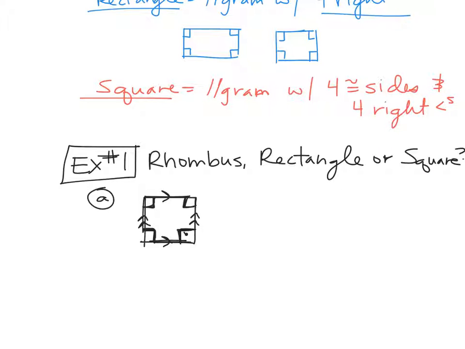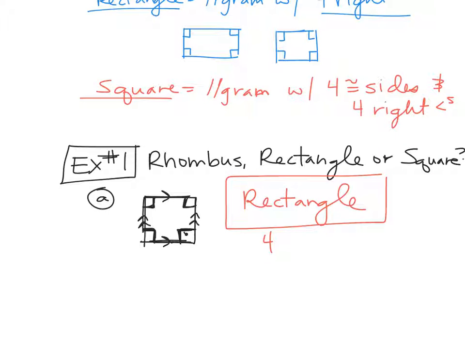Or you can say opposite angles are congruent in a parallelogram, right? So even though they only gave us one angle, we know all four of them. So what is that figure? It's a rectangle, right? We know that we have four right angles, and we know we have a parallelogram. We don't know anything about the sides. So because of the four right angles, we know it's a rectangle.